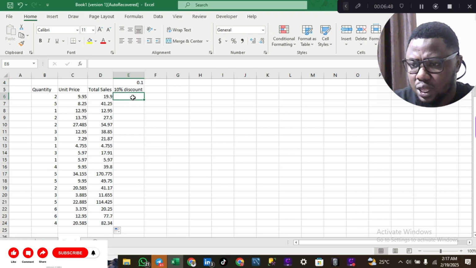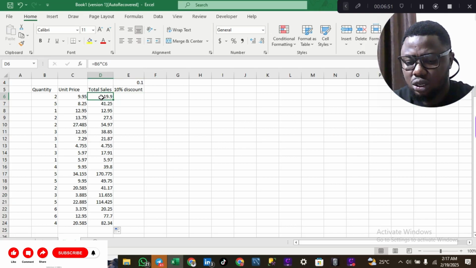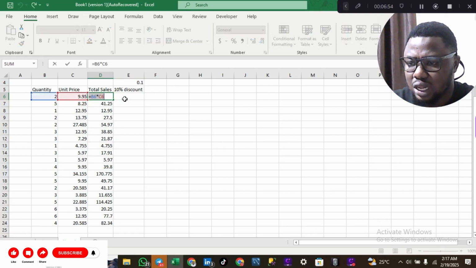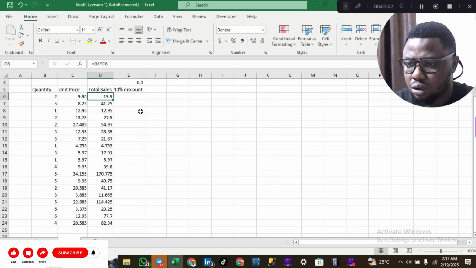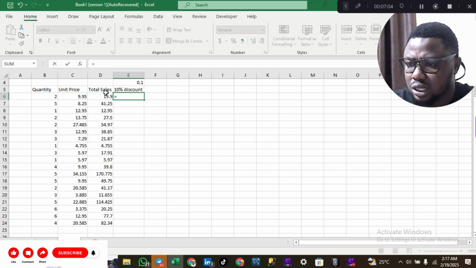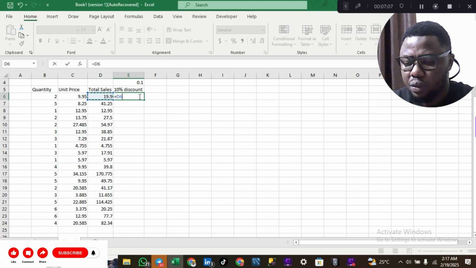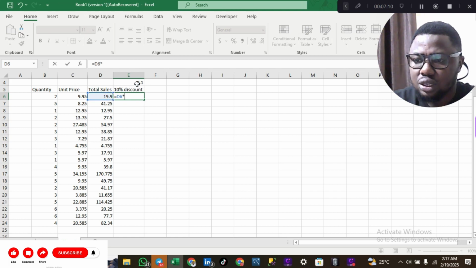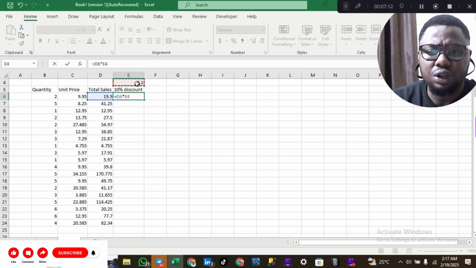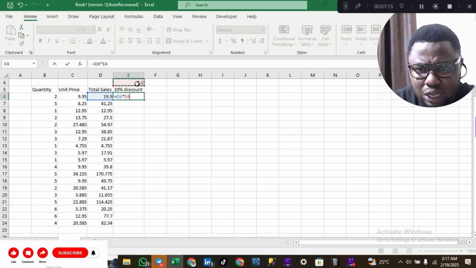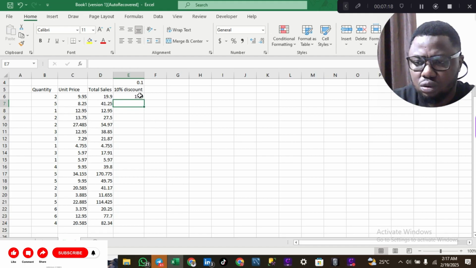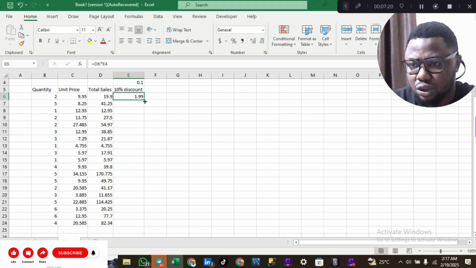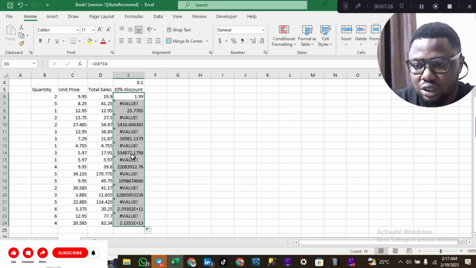We say, okay, fine. Total sales equal to total sales multiplied by this 10%. I just put it there for easy calculation. Since it's here now, look at what is going to happen. It will give us 1.99 discount in dollars. Bring this down and you're going to see errors. There are some errors here.